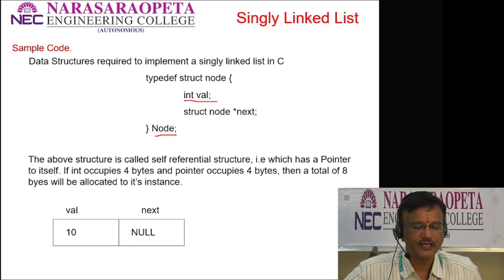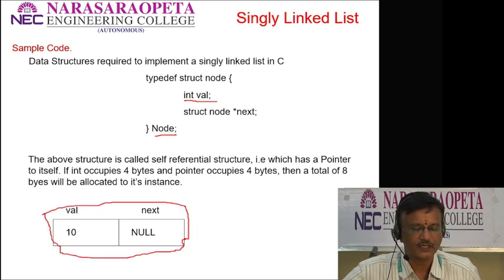So if you create an instance of this, in memory it looks something like this. If you look here, this is a node. If you create an instance of node, it looks like this in memory. It will have two compartments. Let us suppose that I have stored the value 10. So it is something like this.